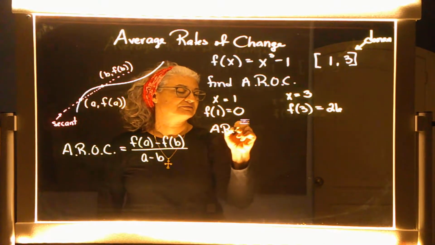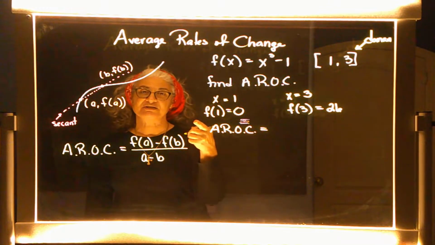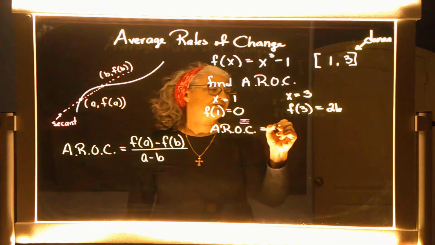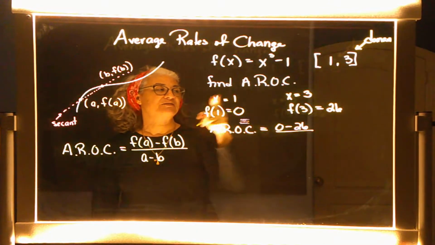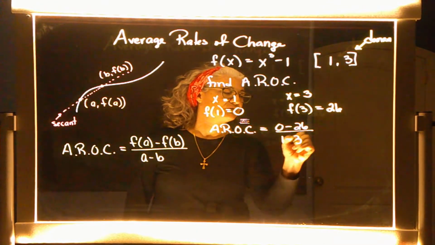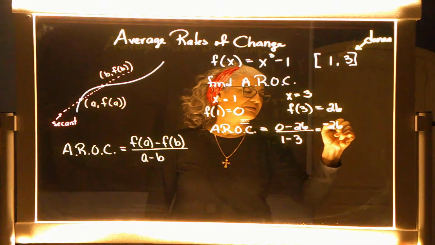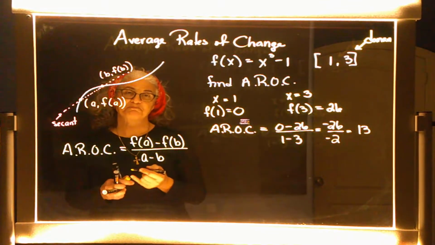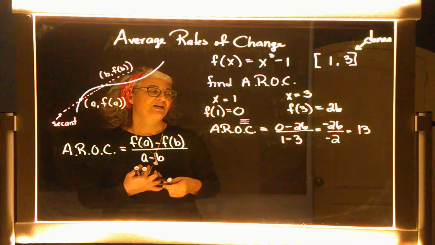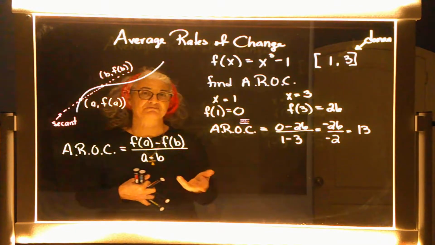So, to find AROC, this is going to be the difference of the y's. So I'm just going to say 0 minus 26 over the difference of the x's, 1 minus 3. So it looks like I'm getting a negative 26 over a negative 2, so I get 13. Cool? Now, some of you are like, well, that's fine and dandy. What the heck does that mean?